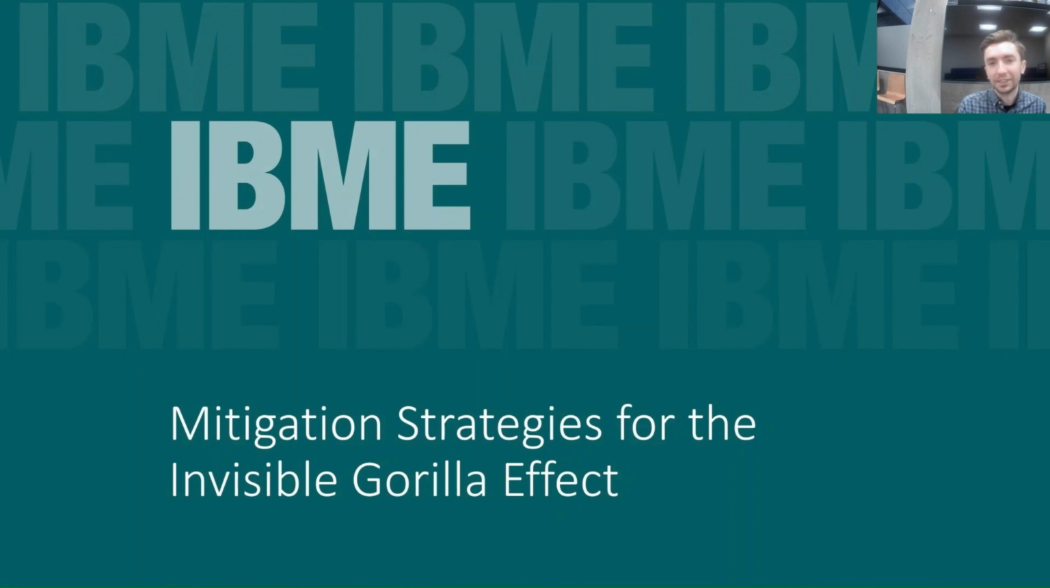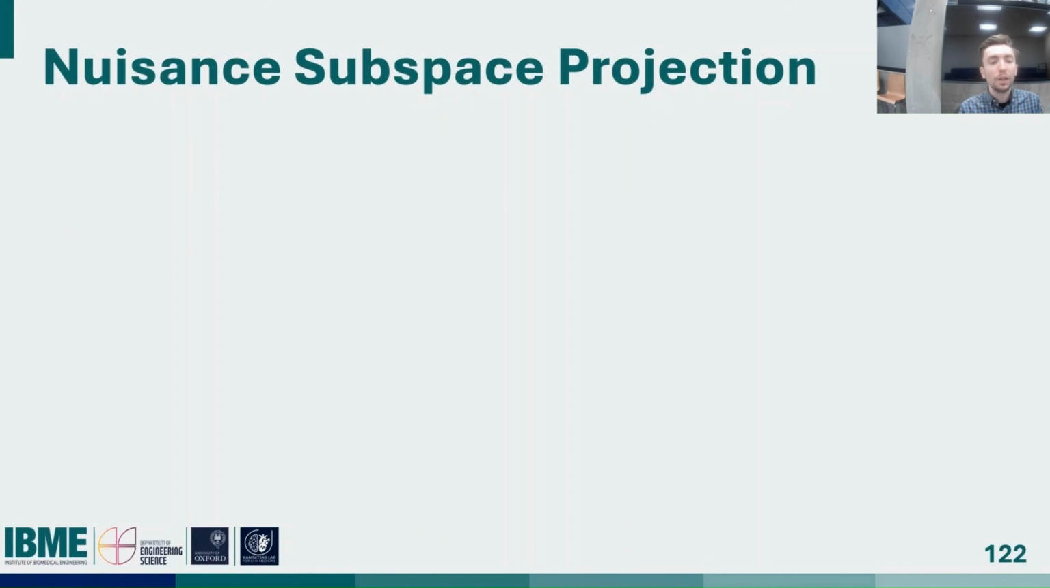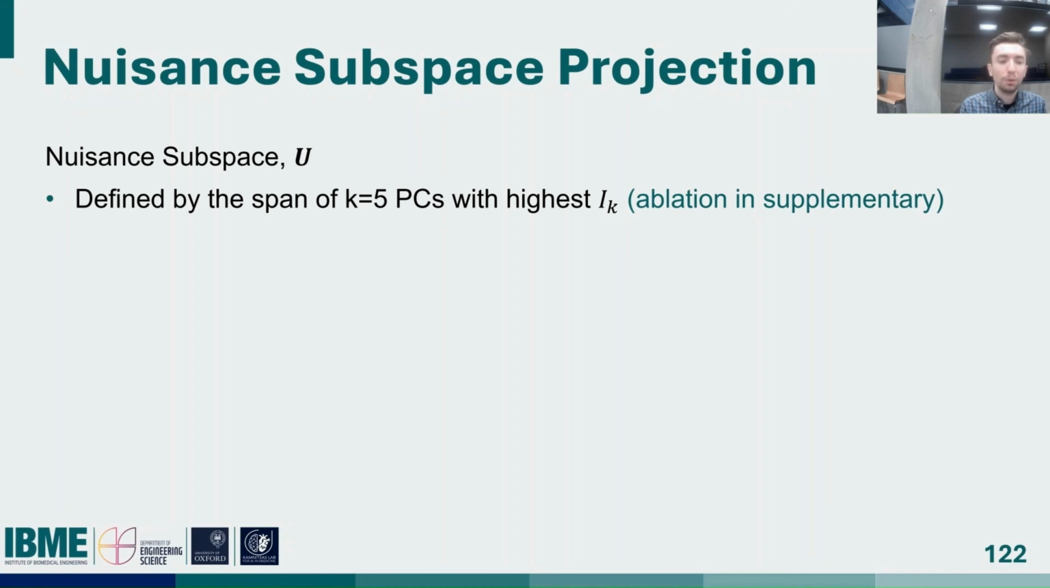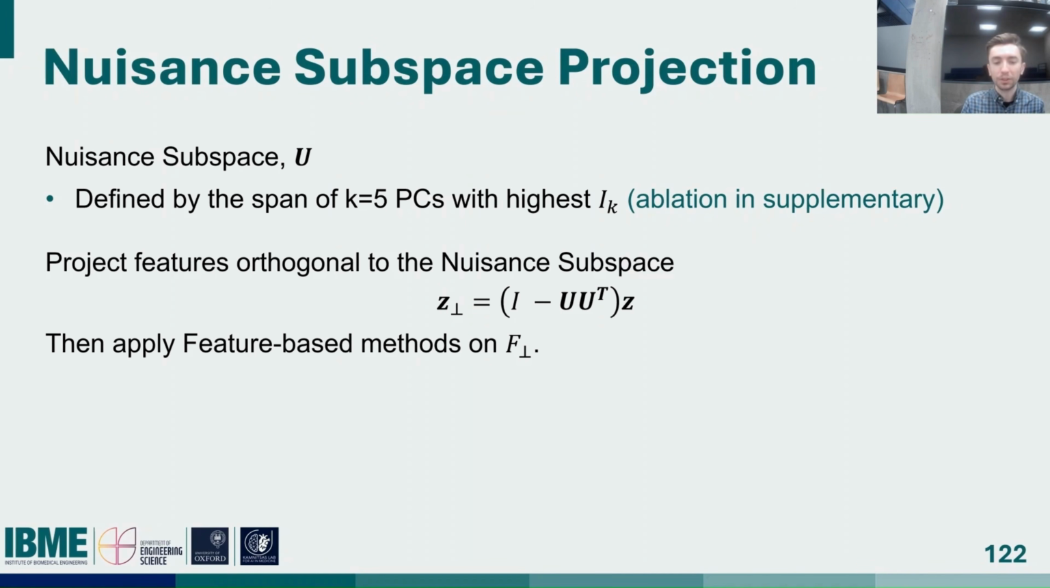Finally, we look at mitigation strategies for the invisible gorilla effect. So using our hypothesized mechanism, we define the nuisance latent space, which we define as the span of the 5 principal components with the highest color sensitivity value, where we have an ablation of different K values shown in our supplementary material. What we do is we project features orthogonal to the nuisance subspace, and then we apply the feature-based methods again with the nuisance subspace taken out. The idea being that once these subspaces are taken out, the OOD detection performance should improve for the dissimilar artifacts.